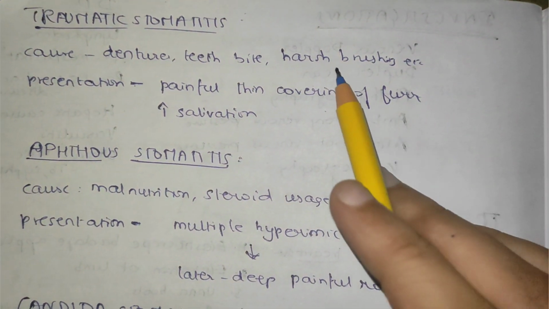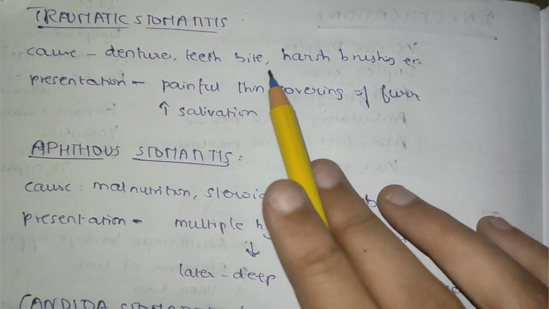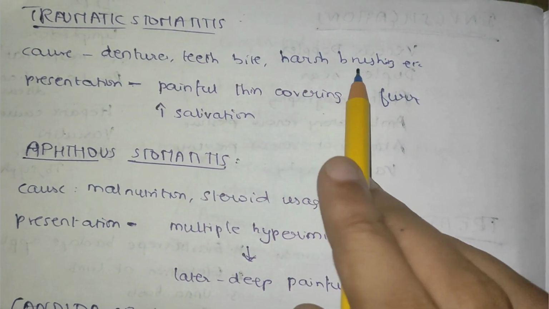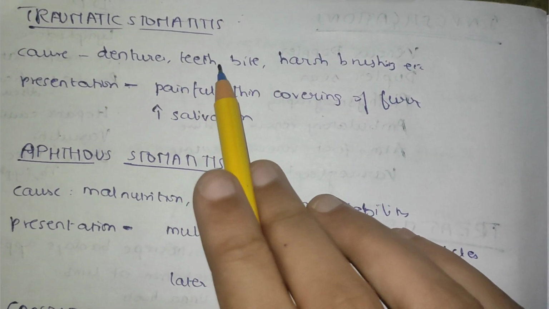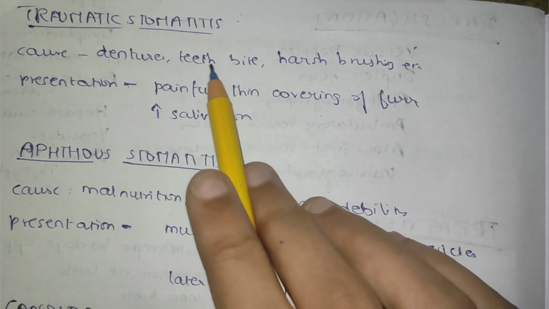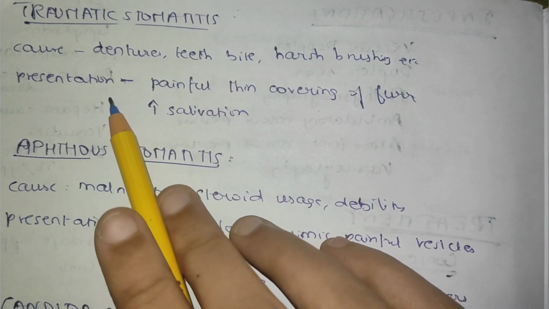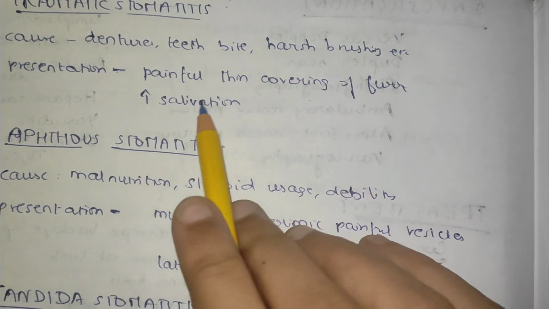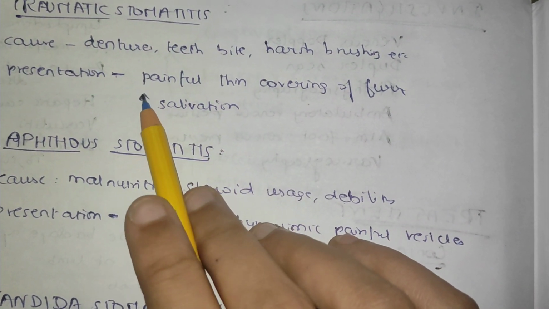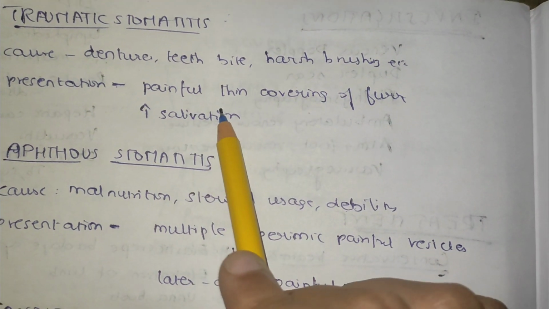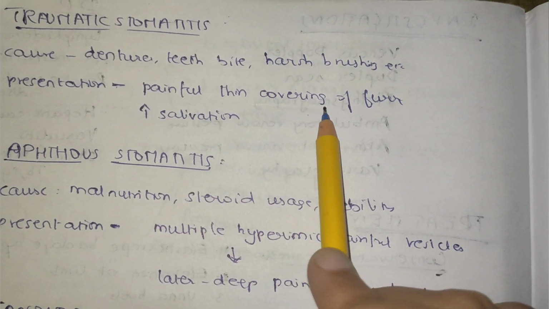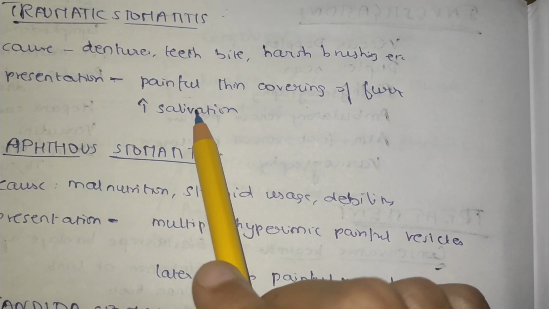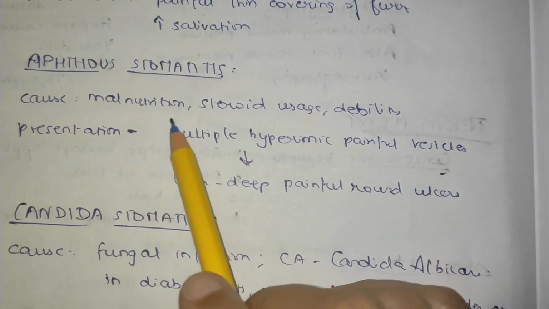So the first one is traumatic stomatitis. Traumatic stomatitis may be caused due to dentures, teeth bite, harsh brushing of the teeth. That is mainly due to any trauma or injury. And next one is the presentation. It presents as painful thin covering of a fur, and there is increased salivation. Due to an injury, there may be a formation of thin covering like a fur that is painful, and there is increased salivation.